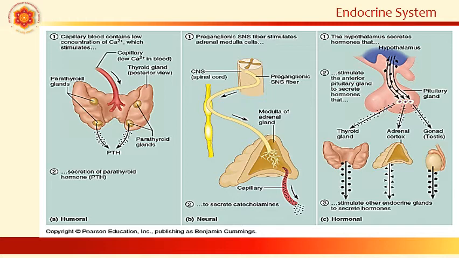In the hormonal controls, you can see the hypothalamus. Hormones from the hypothalamus control and stimulate the anterior pituitary gland, which then secretes hormones that control further down the other endocrine glands, and the hormonal control is established.